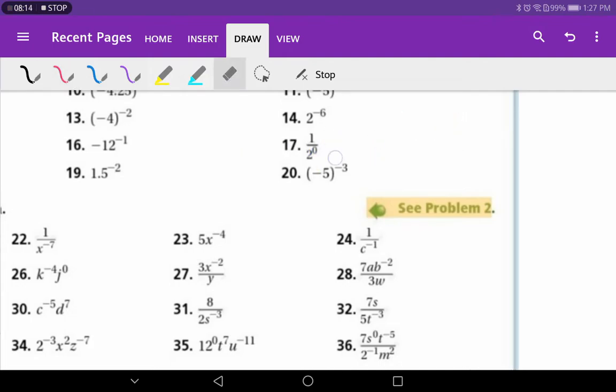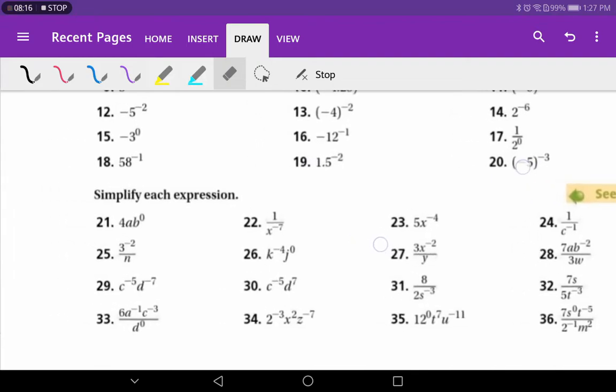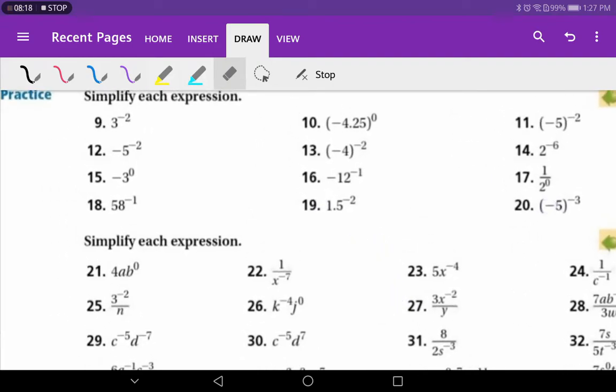Good boys. Now let us take number 15 here. The power is 0, so the answer is 1.